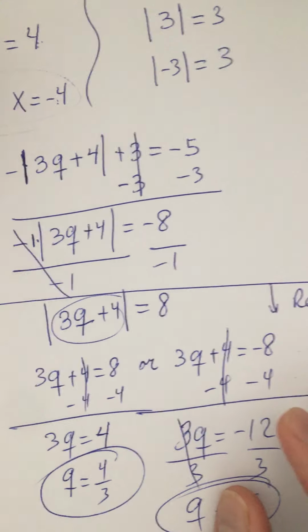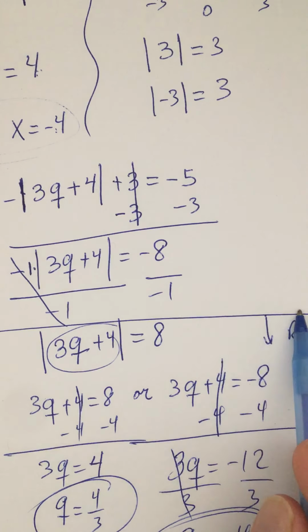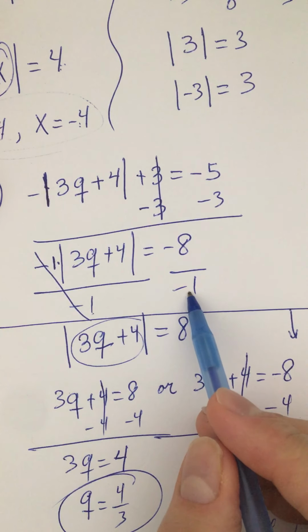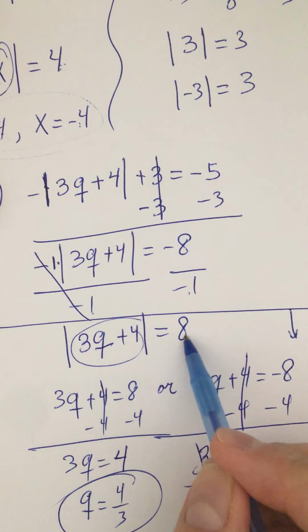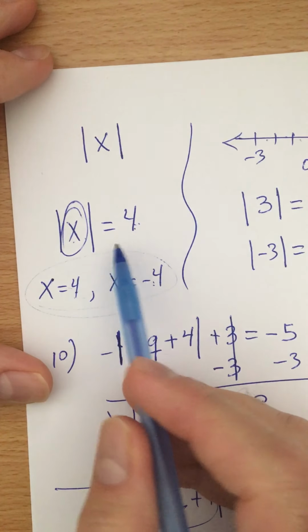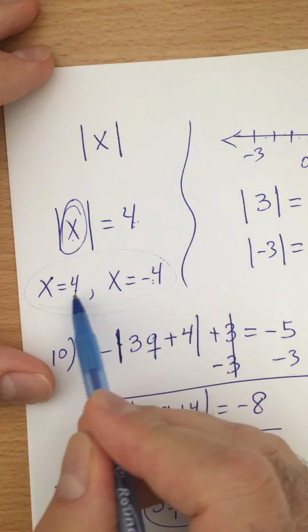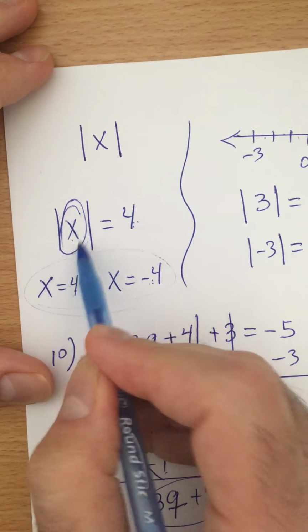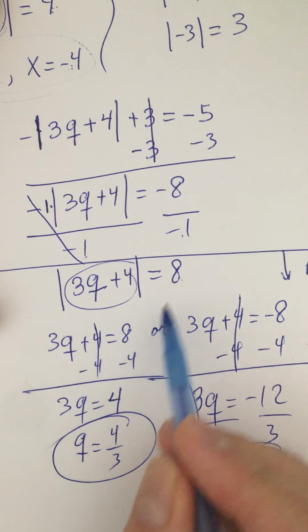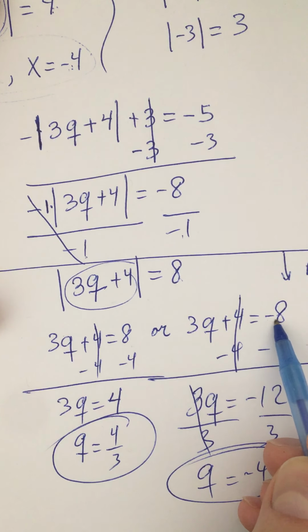Okay, somehow, I don't know, the video got cut off here. So anyways, I divide by -1, and then I get this. Now, this, we go back to this. You see, x was either 4 or -4, right? So this whole quantity was either one of these. So this whole quantity, it's either 8 or -8.